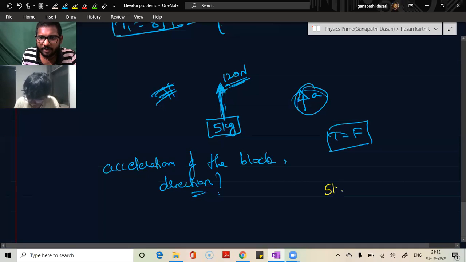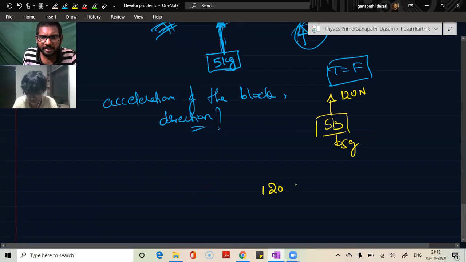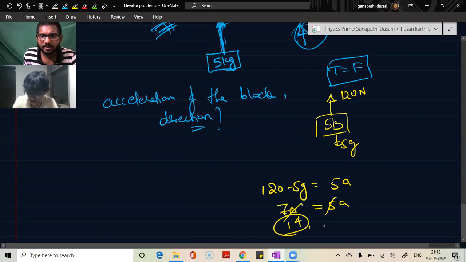So if we take the 5 kg system to be free body diagram, then what will be the tension here? Entire string will get 120 Newtons. Downwards is 5g. Is there any other force? No, sir. 120 minus 5g is equal to 5a. So 120 minus 50 is 70, is equal to 5a. So 5 ones are 5, 5 fours are 20. That's it. 14 meter per second square. Got it. That's awesome.